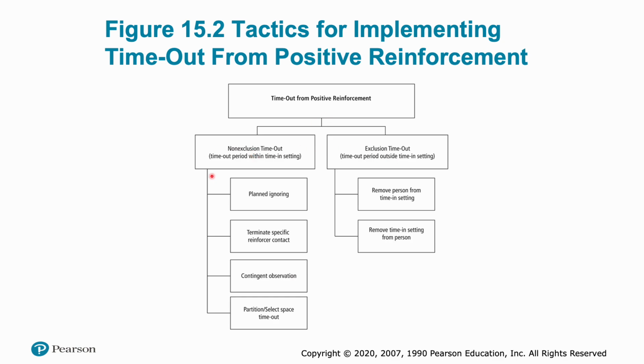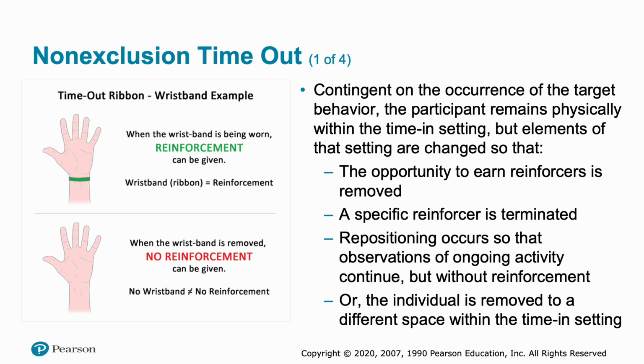And then within the non-exclusionary timeout, we have 4 different types of procedures that can be implemented. So we have planned ignoring, terminating specific reinforcer contact, we have contingent observation, and then we have a partition or a spaced timeout, a select spaced timeout. Okay, and then with an exclusionary timeout, we can either remove the person from the time and environment, or we can remove the time and setting from the person. So we're going to be discussing each of these, and I'll show you guys what each of these looks like. So we'll begin with non-exclusionary timeout, and again, we're going to cover all of the different procedures that I just mentioned in the previous slide.